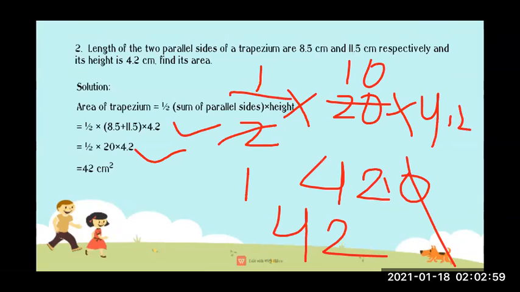See, after adding 8.5 plus 11.5, we are getting 20. Now half multiplied by 20 multiplied by 4.2. Now 2 ones and 2 tens is 20. Cutting we have done. After cutting, 10 multiplied by 4.2 is remaining. Now 42 tens is 420. After one number you have to put the point. So we have put the point. So what is the final answer? The final answer is 42 square centimeter.